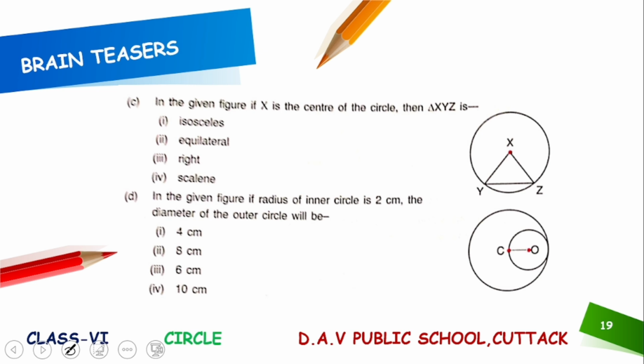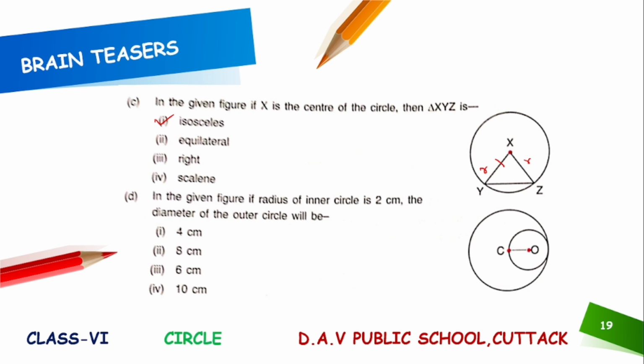In the given figure, X is the center of the circle, okay, and XYZ is dash. It is isosceles because this is R and this is R. R are equal. We know that all radii are equal. So a triangle whose two sides are equal is called an isosceles triangle. If all sides are equal, this is called an equilateral triangle. But here it is an isosceles triangle.